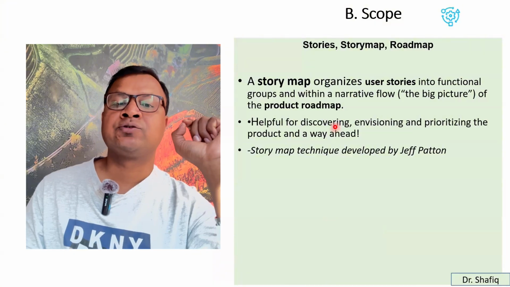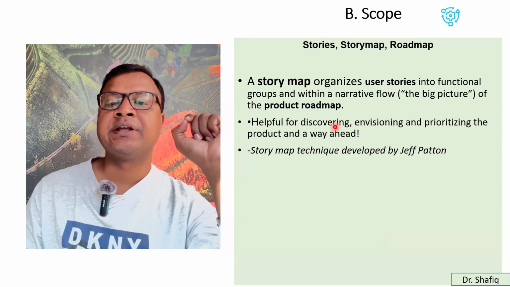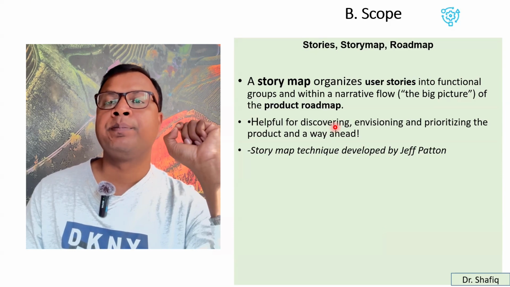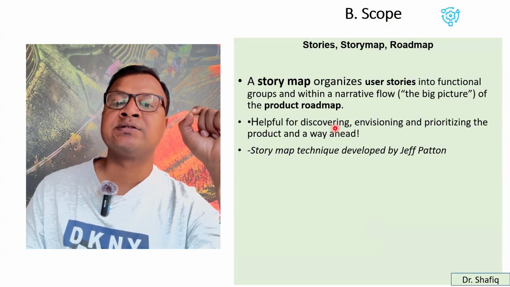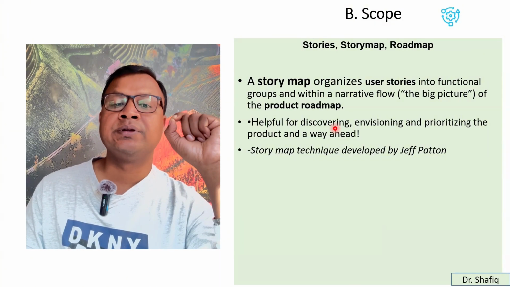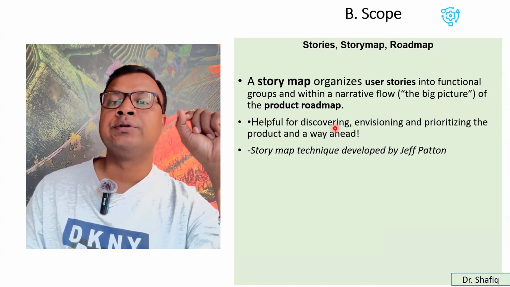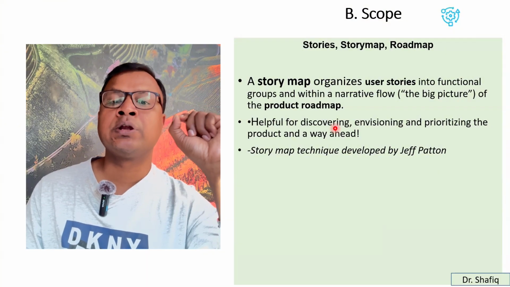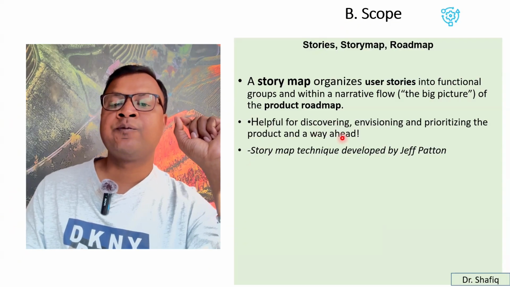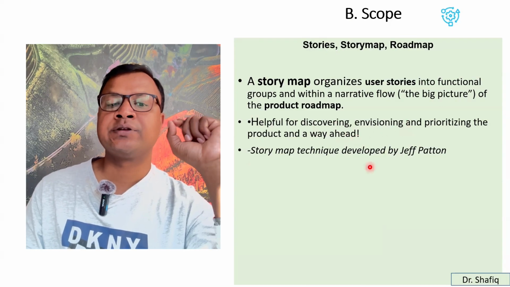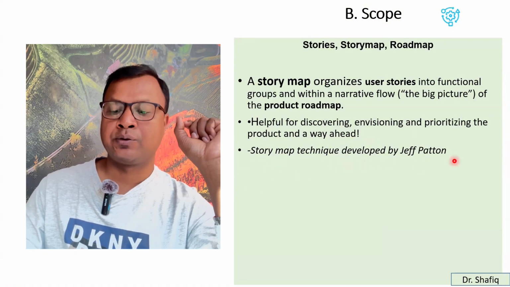What is a story map? A story map organizes user stories into functional groups and within a narrative flow, the big picture of the product roadmap. So with many story maps, you can understand what the product roadmap is. So the story map is actually the breakup of the whole product roadmap. If you put all the story maps together, you can find the product roadmap. So it's helpful for discovering and envisioning or prioritizing the product and a way ahead. The story map technique was developed by Jeff Patton.